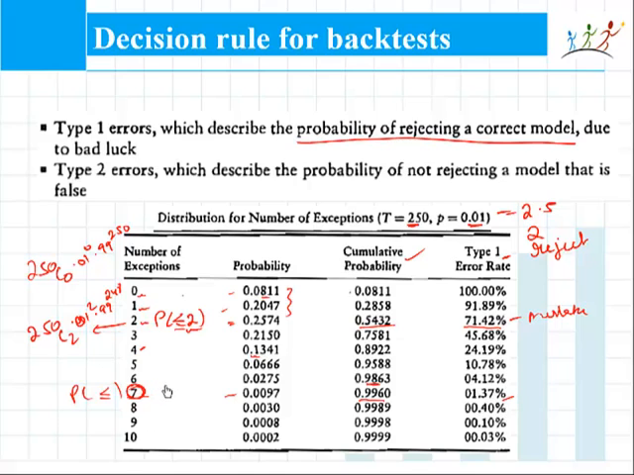So if we reject the model with 6 exceptions, then there is only a 4% chance that we have made a mistake. If we see 10 exceptions, then we should definitely reject the model, because with 2.5 expected, 10 is a very large number. 99.98% of the times, if the model would have been correct, we would have seen less than 10 exceptions, or rather less than or equal to 9 exceptions. So there's only a 0.03% chance that we are making a mistake.